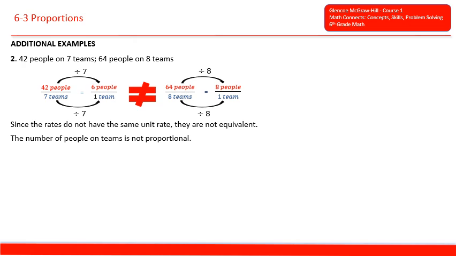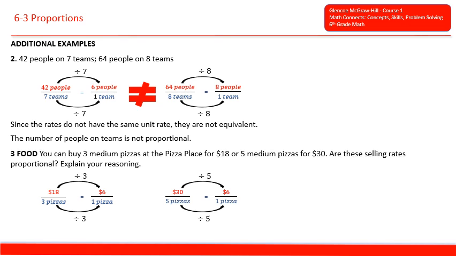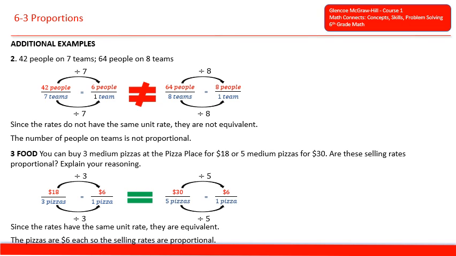Number 3, food. You can buy 3 medium pizzas at the pizza place for $18 or 5 medium pizzas for $30. Are these selling rates proportional? Explain your reasoning. So $18 for 3 pizzas, and if we divide 3 pizzas by 3, we get 1 pizza. Divide the price, $18 divided by 3, it's $6 per pizza. And then we have $30 for 5 pizzas, and that comes out to $6 per pizza as well. So since the rates have the same unit rate, they are equivalent. Pizzas are $6 each, so the selling rates are proportional.